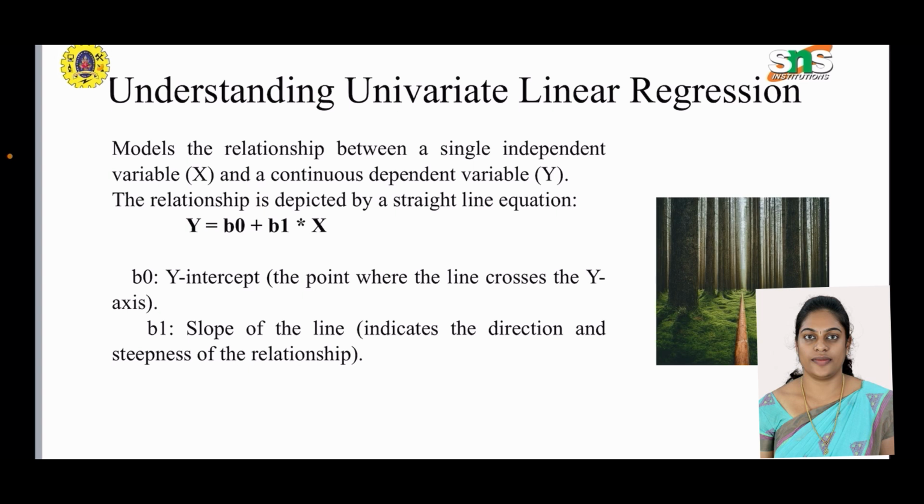b0 denotes the y-intercept, the price where the house size is 0, usually not meaningful in a real world scenario, but we are considering it. And b1 represents the slope of the line, indicating how much the price tends to change with each additional square foot.